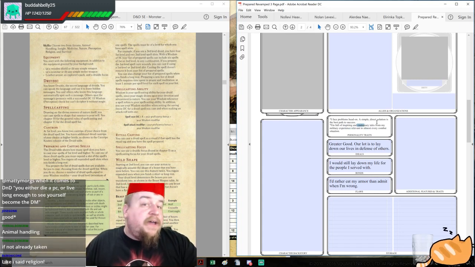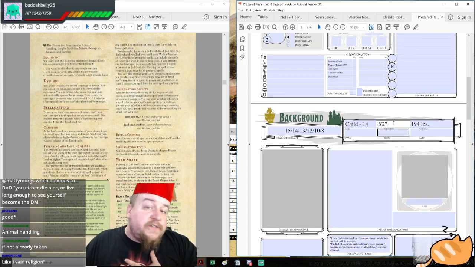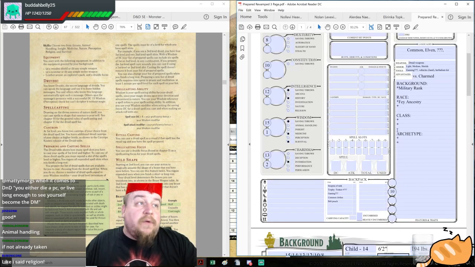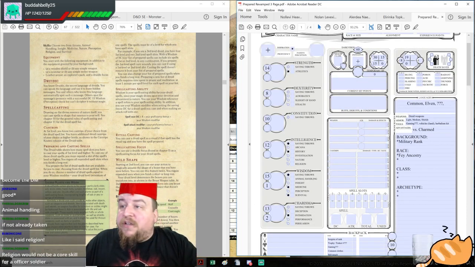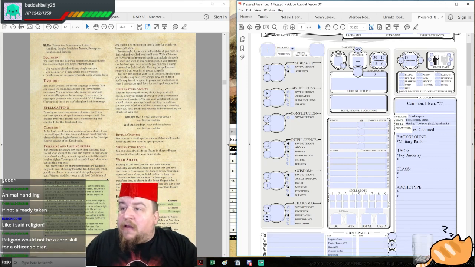Bubonic did bring up that if she's female and has some Drow ancestry, maybe religion would be a big part. Officers can be chaplains as well. Kind of a religious liaison to soldiers in the field. Do we want to make her kind of a chaplain as well? If so, we can give her religion. Dorgrim is saying animal handling, if it's not already taken. Religion would not be a core skill for an officer soldier, in his opinion.